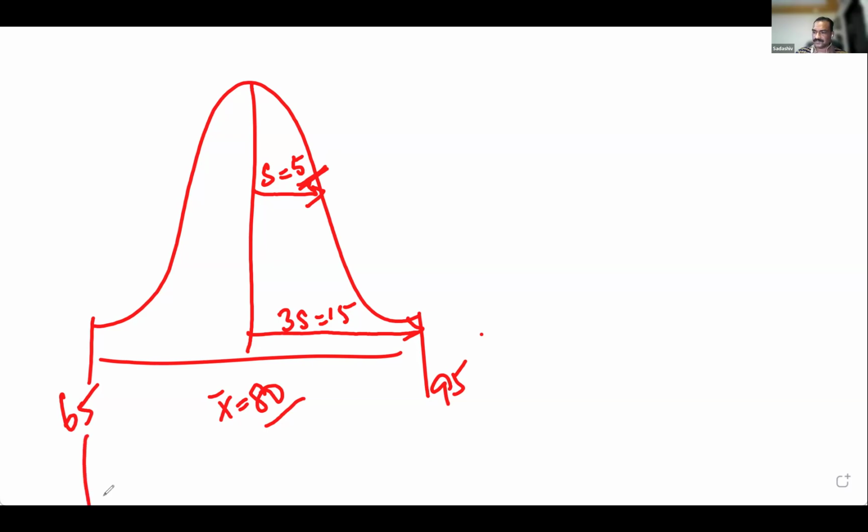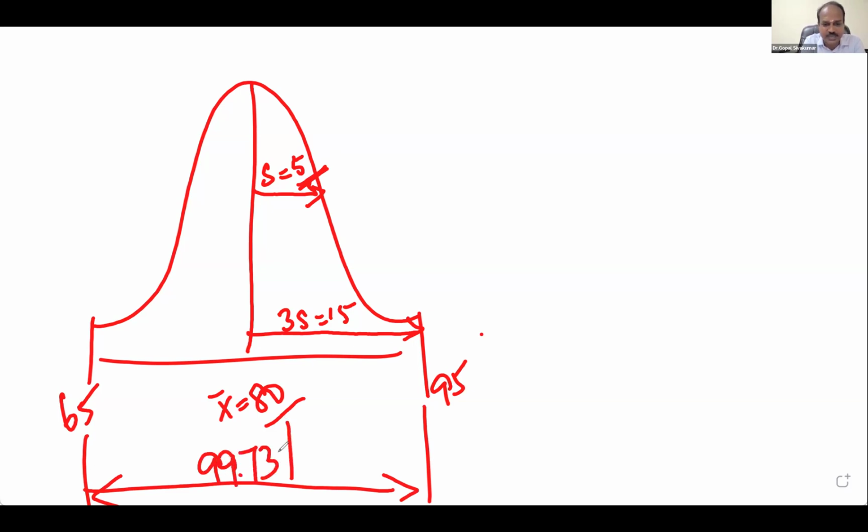And now I am very confident that 99.73% of the class will be scoring between 65 and 95. Almost the entire class. Maybe one or two can fall below 65, one or two can fall above 95, that is possible. But the majority will fall here.